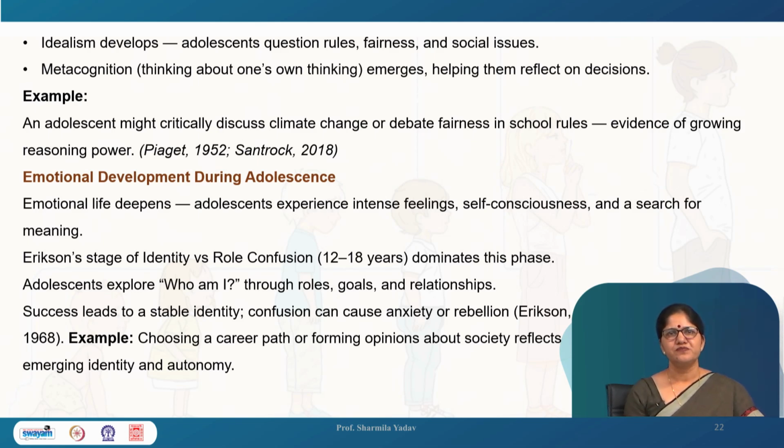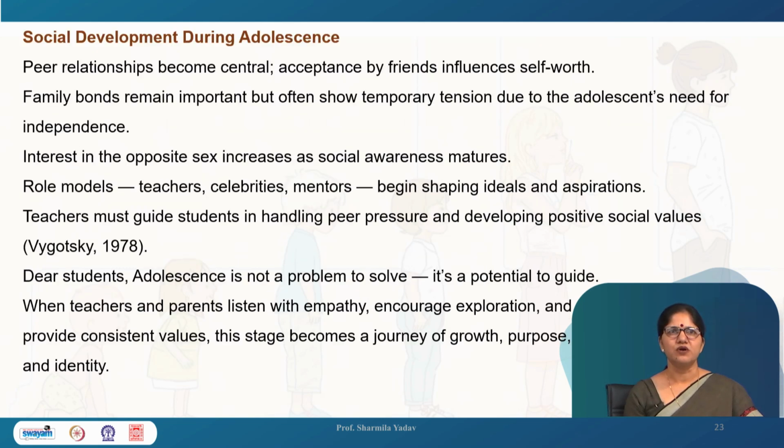Emotional life deepens. Adolescents experience intense feelings, self-consciousness, and a search for meaning. Erikson's stage of identity versus role confusion, from 12 years to 18 years, dominates this phase. Adolescents explore, who am I? They ask this question through roles, goals, and relationships. Success leads to a stable identity. Confusion can cause anxiety or rebellion. For example, choosing a career path or forming opinions about society reflects emerging identity and autonomy.